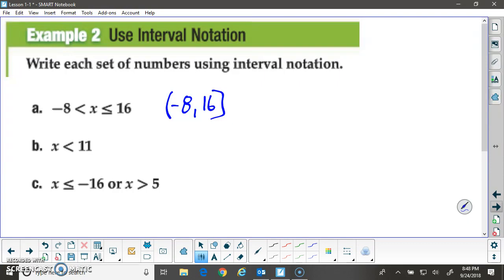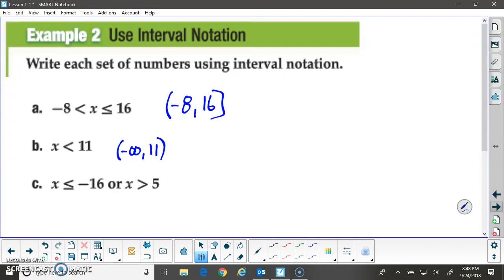Letter B, now if we have all numbers less than 11, we'd have to go from negative infinity to 11. We need to have a parenthesis on the 11. So that's how you indicate all numbers less than 11. With interval notation, you always write smallest to biggest, working left to right.